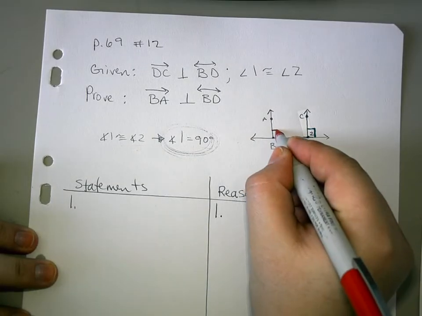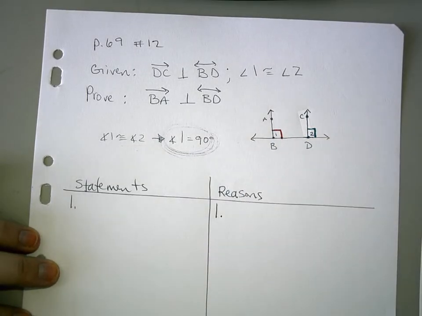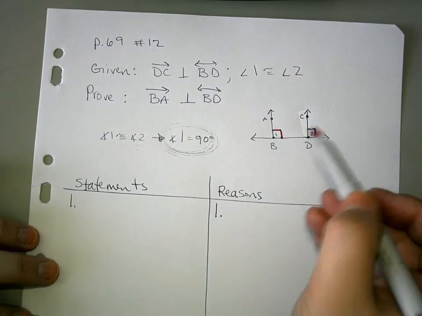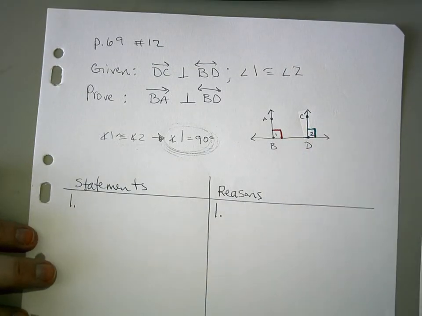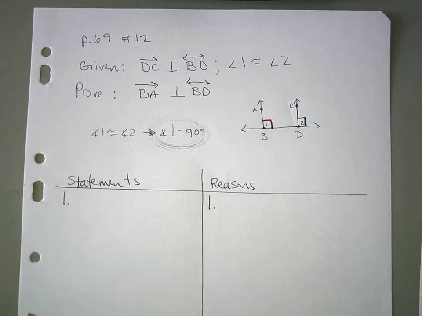In red, I'm going to write what I conclude. So we have the given, we have what I'm concluding, and now I know that AB is going to be perpendicular, but I still have to go through all of the steps of writing the proof.